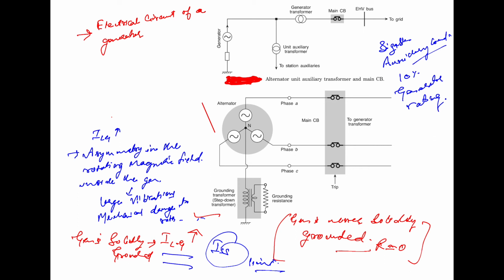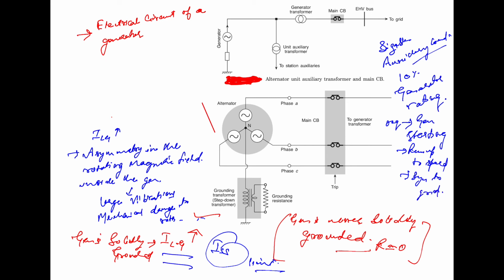It must be taken into consideration that these auxiliaries require power even before the generator can be started, run up to speed and synchronized with the grid. These auxiliaries are required even before the starting of the generator, then run up to speed and synchronized to the grid.